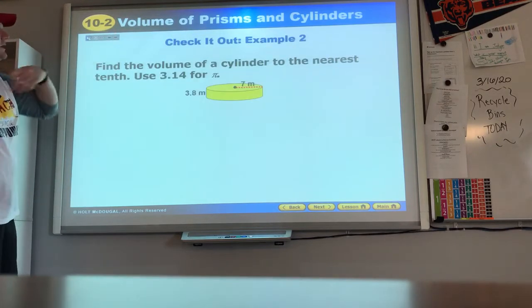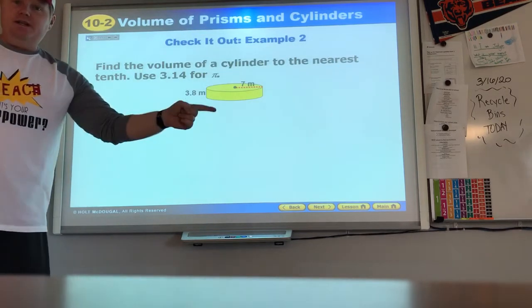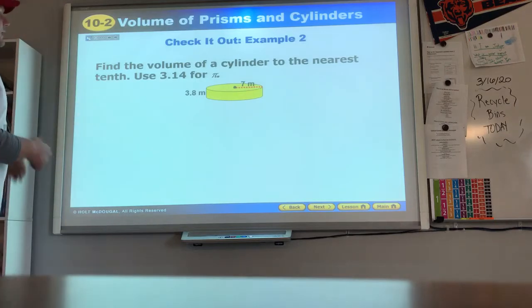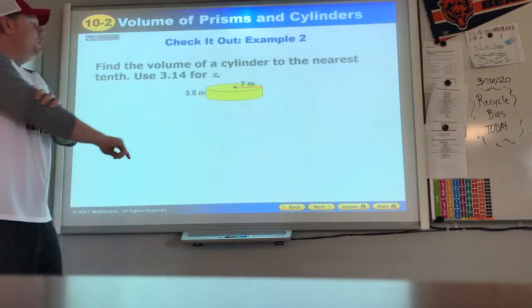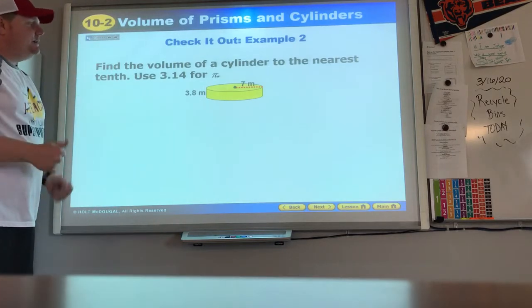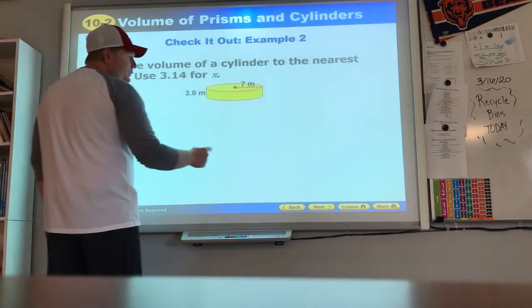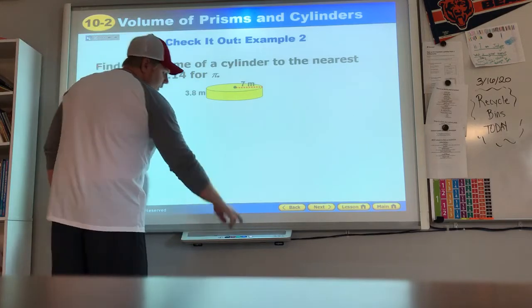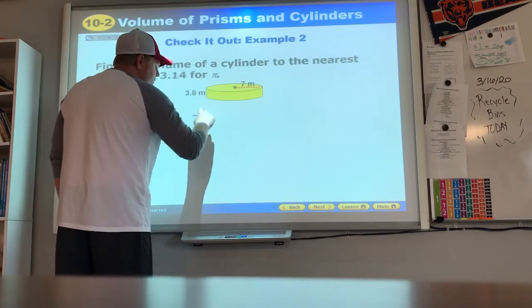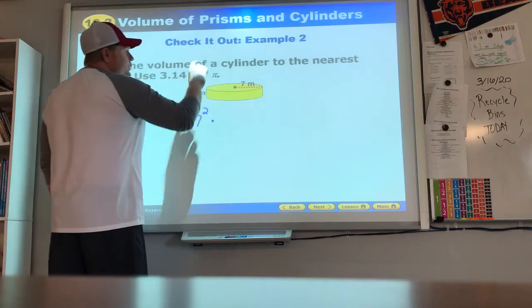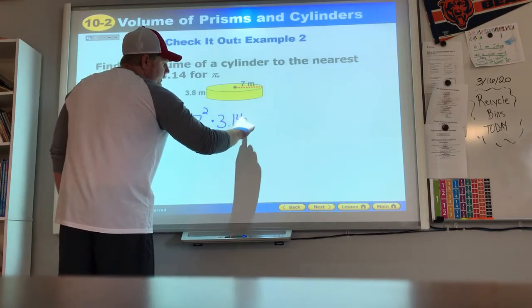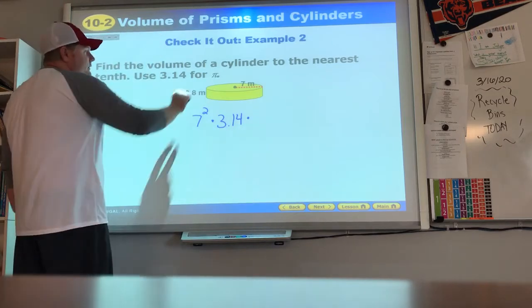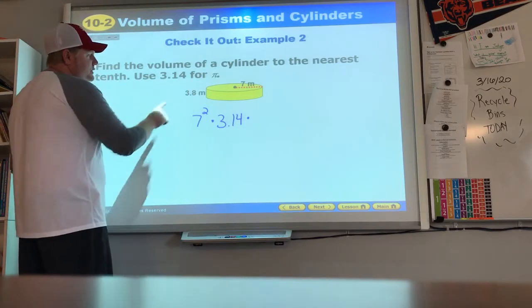Okay. This one, I know there's just been one example, but take a chance on it. Can you find the base? All right. Hey, wonderful. I've got my radius. So it would really help me if you would write, my radius, that's 7 squared times 3.14, because that's what we're going to use for pi, times the height, the distance between the bases, that's 3.8.